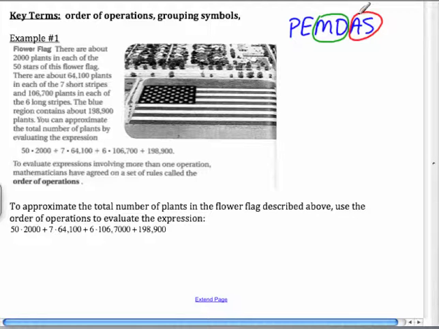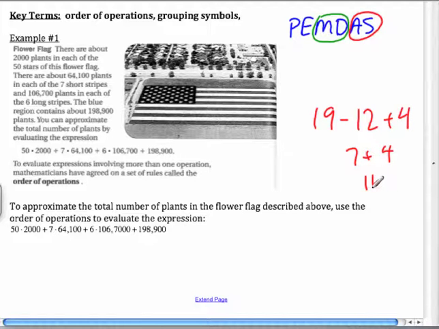Because addition does not always come before subtraction. Sometimes it doesn't. It depends on which one comes first in the expression from left to right. Okay? So for instance, if I had 19 minus 12 plus 4, I want to subtract first, then add 4. So I'm going to get 7 plus 4, and that gives me 11.